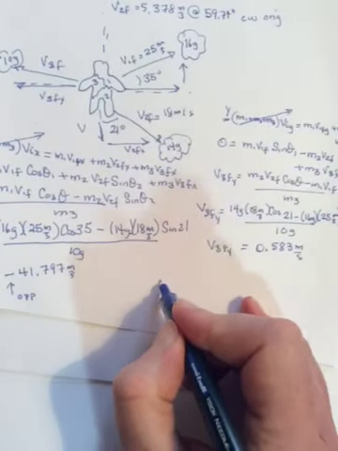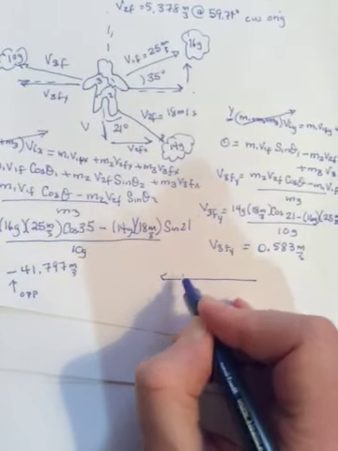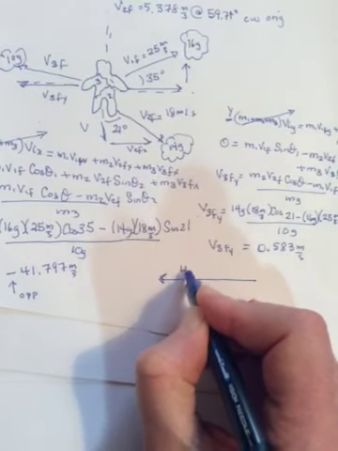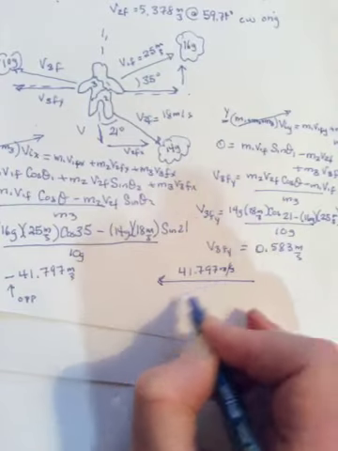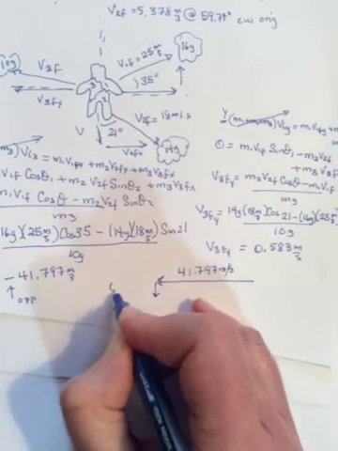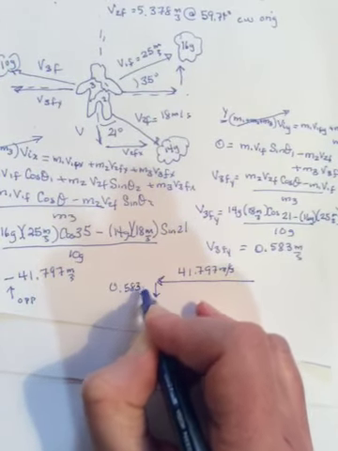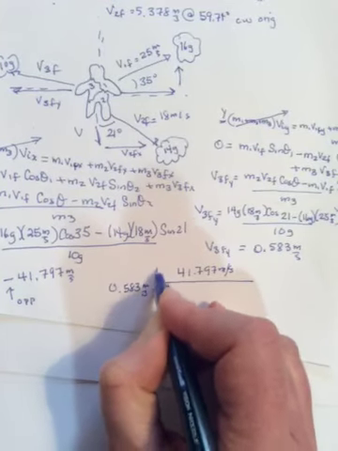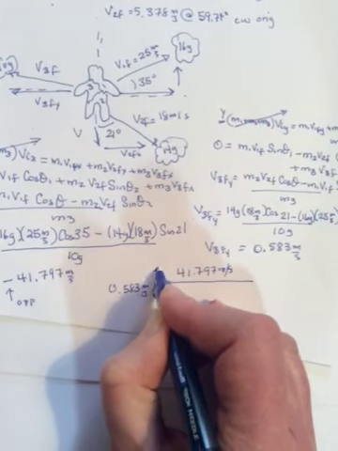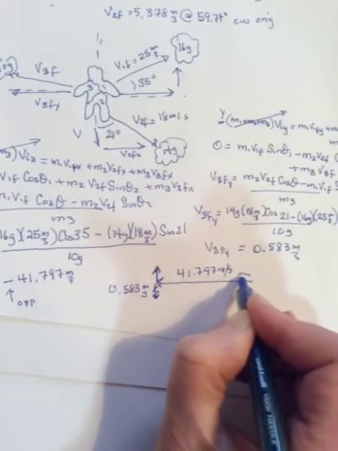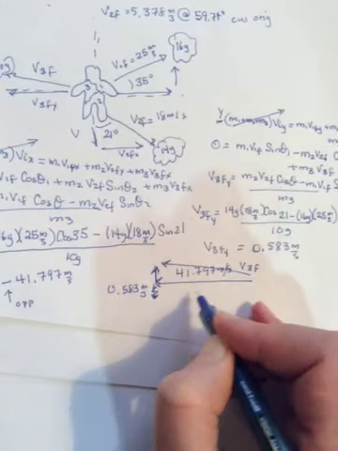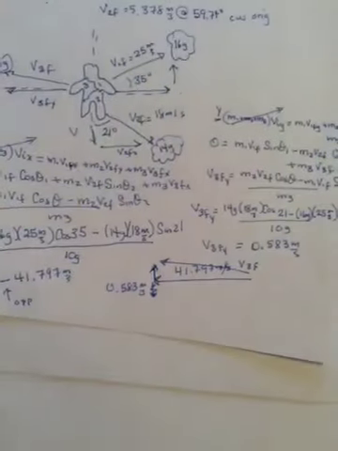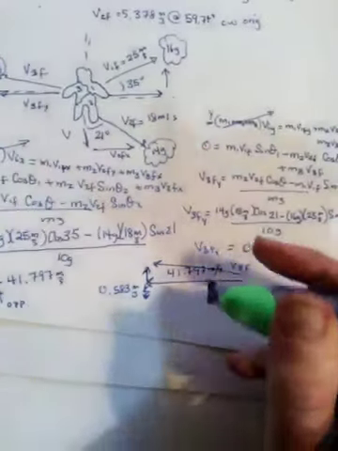Let me find the sheet so I can move it. So we have a really big one in the x direction going negative 41.797 meters per second, and an itsy bitsy little one, 0.583 meters per second, oops, going up, not down. It worked out to be positive, going up. Of course I put my number in the wrong spot, so this will be v3f. So square them, add them together, find the square root.